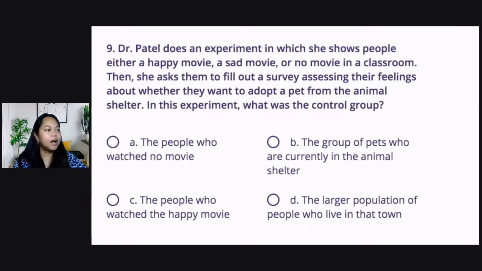All right, I see a lot of letter A's in our chat box. Oh, may nagpalit pa from D to A.